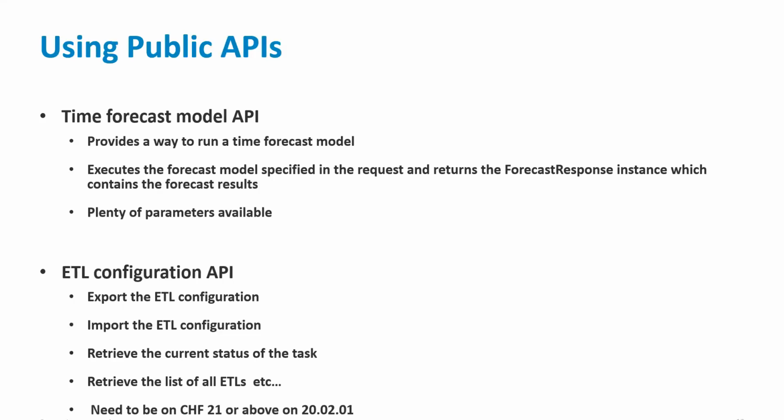Using the ETL configuration APIs, you can export the existing ETL configuration, import the configuration, retrieve the current status of the task, retrieve the list of all ETLs, and other tasks like retrieve all available entity catalogs, retrieve all the available schedulers, retrieve all external data connections, retrieve all available metric profile, and many more.